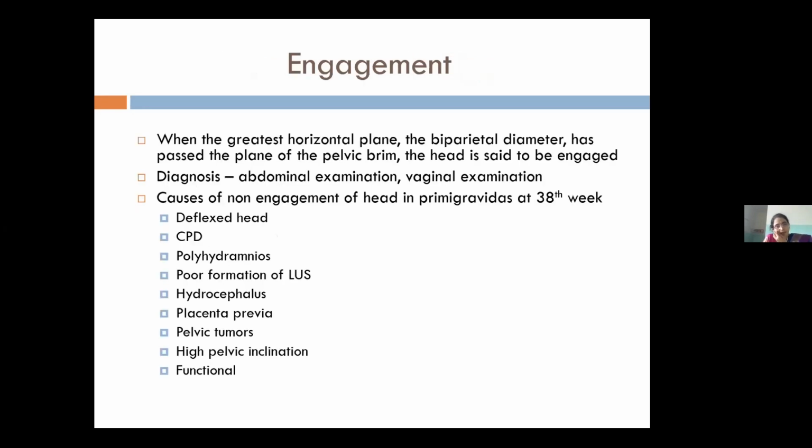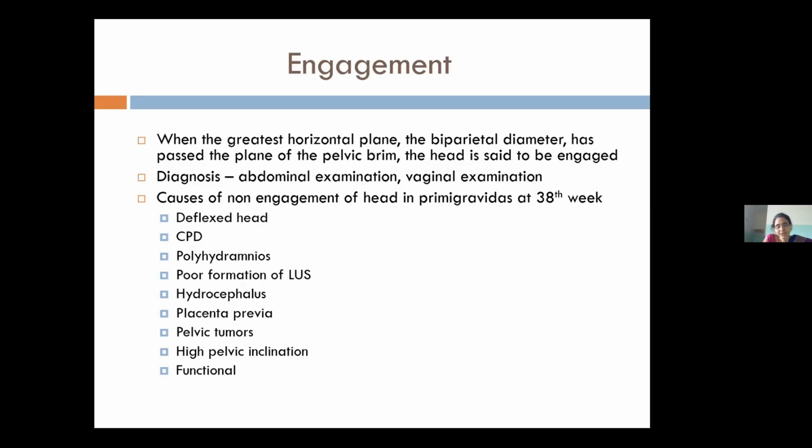Next, what is engagement? When the greatest horizontal diameter in the horizontal plane, the biparietal diameter, has passed through the pelvic brim, then it is called the head is engaged. And when you do a per vaginal examination, where do you find the head? So when do you say that head is engaged? When you do a vaginal examination, if the head is at the level of ischial spines, that we call zero station, then only we'll say that the head is engaged.